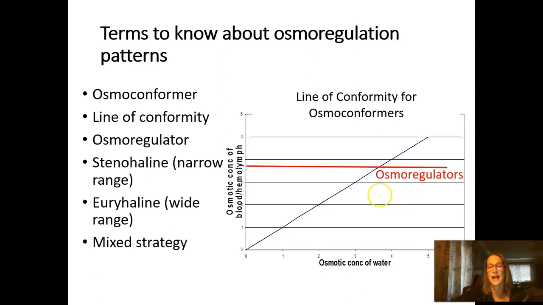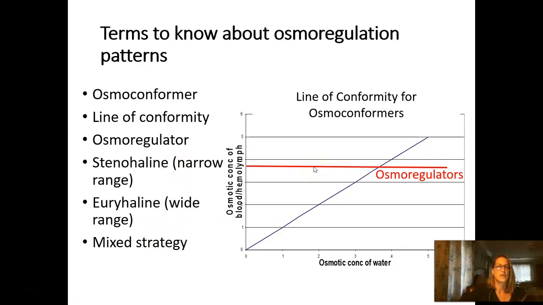Probably not exactly like this, but this represents an osmoregulator that is able to maintain its blood or hemolymph osmotic concentration no matter what the osmotic concentration of the water is. So osmoregulators would have a much more even line where they maintain a particular osmotic concentration of their blood, no matter what their medium looks like. Osmoconformers change completely depending on the osmotic concentration of the medium.